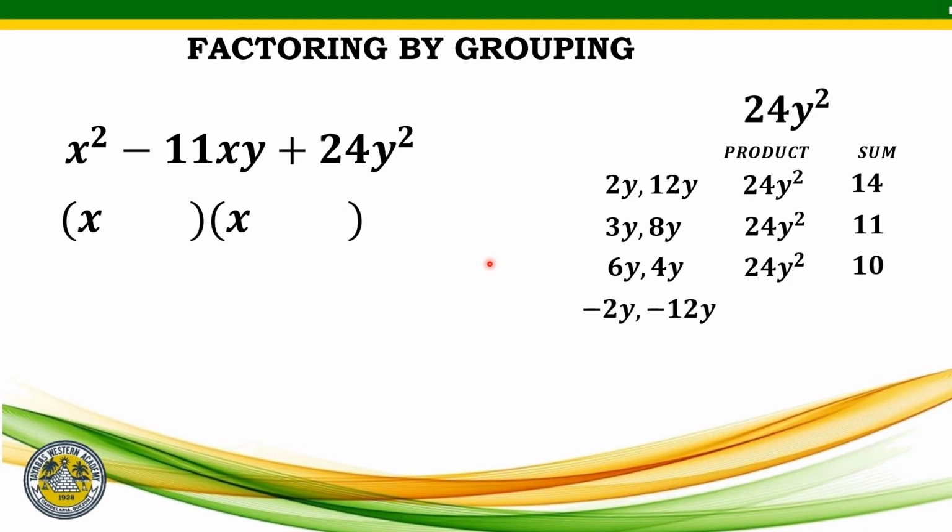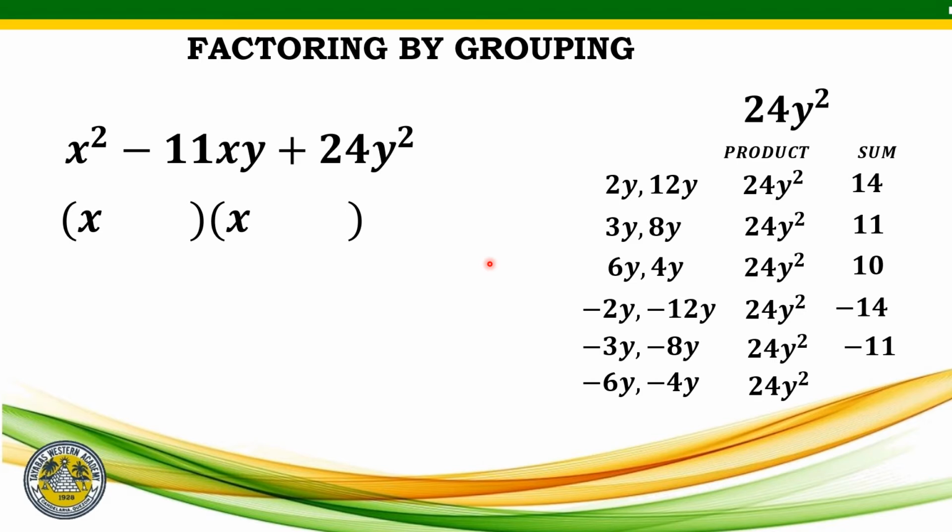Negative 2y and negative 12y. So, ang product is 24y squared. Ang total is negative 14. Negative 3y and negative 8y. Kapag pinag-multiply, 24y squared. Kapag pinag-add, negative 11. And lastly, we have negative 6y and negative 4y. So, kapag pinag-multiply, 24y squared. So, yun yung mga possible factors ng 24y squared.